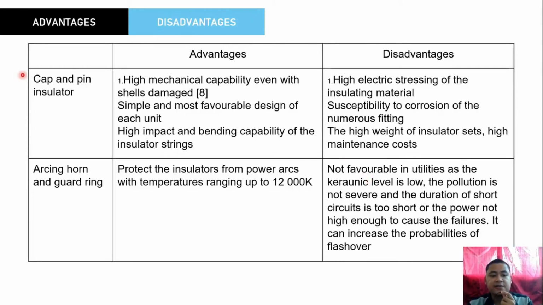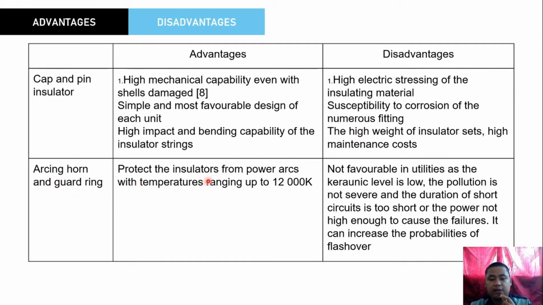So the advantages of the cap and pin: it has high mechanical capability even with shell damage, the simple and most favorable design of each unit, and high impact and bending capability of the insulator string. And the disadvantages are the high electric stressing of the insulating material and corroding, numerous fittings, high weight of the insulator set, high maintenance cost, and the arcing horn and guard ring.